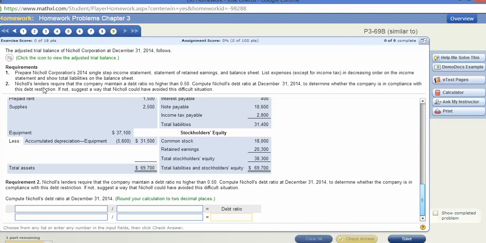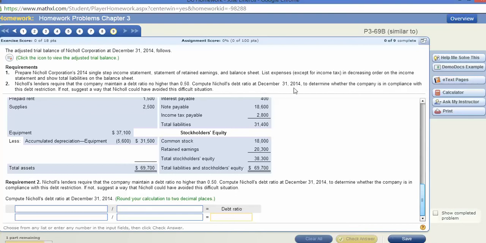So what the lenders want is they don't want any more than 50 cents of debt for every dollar of total assets. If you have 50 cents worth of debt and $1 of assets, then 0.50 over $1 is exactly half a dollar. It's 0.50. So they don't want you to owe more than half of the assets that you own. Total liabilities divided by total assets.